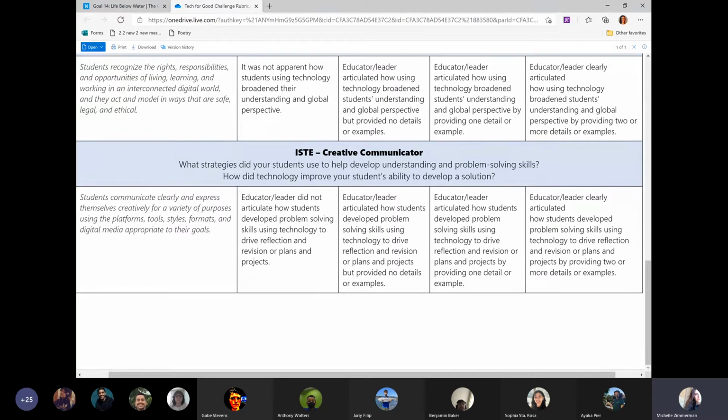So if you're able to specifically identify how you communicated creatively, and then ultimately the type of communication he will do to have his final product, his artifact, is going to be visual and audio as part of a video. Those things will help your audience know that you intentionally used these strategies for problem-solving skills, technology to drive reflection.